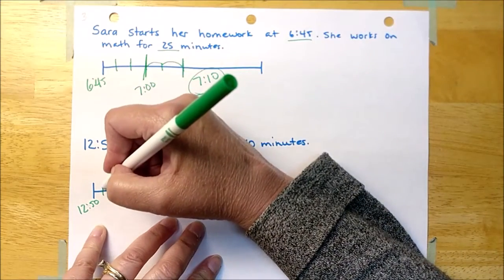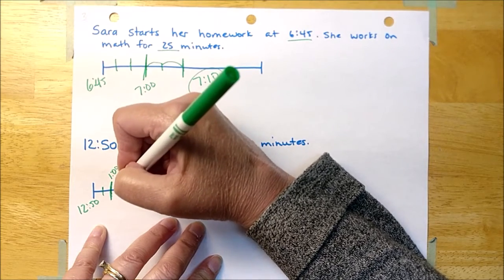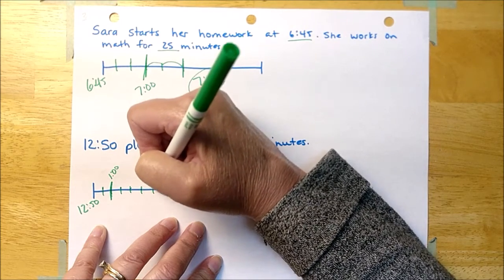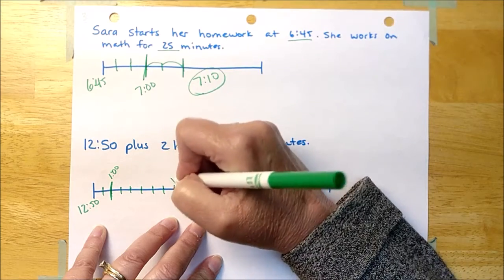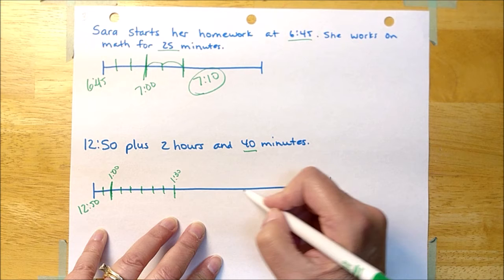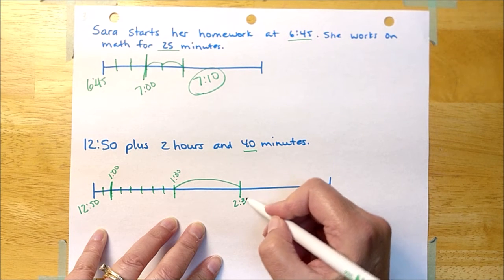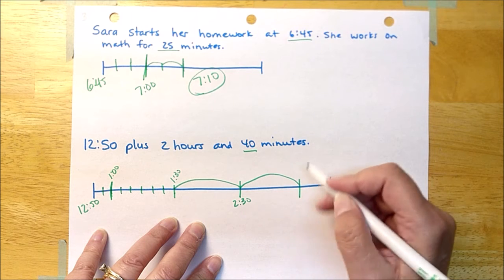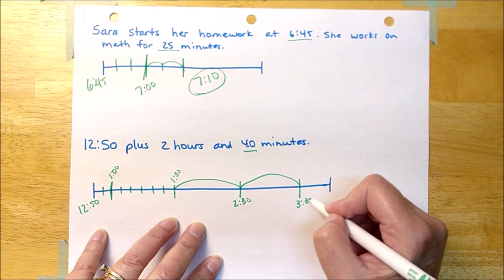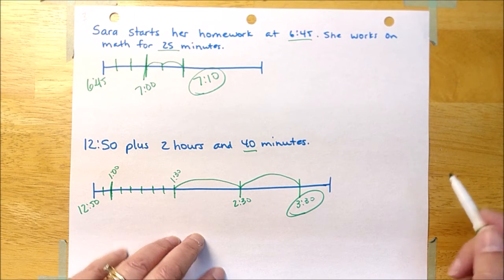So this would be 12:45. This would be 1 o'clock. 1:05, 1:10, 1:15, 1:20, 1:25, 1:30. So this is 1:30. And then I have to add the 2 hours. So 1:30 plus 1 hour would make 2:30. And 2:30 plus 1 hour would make 3:30. So she finished her homework at 3:30.